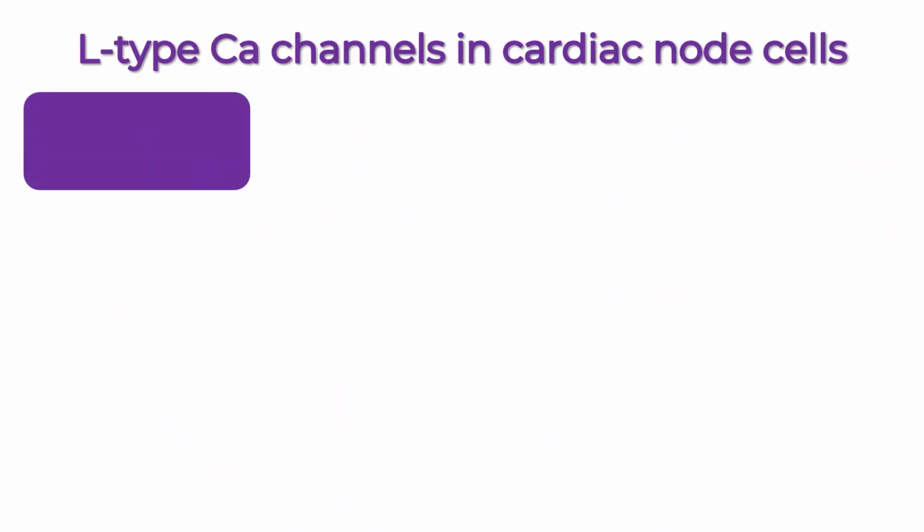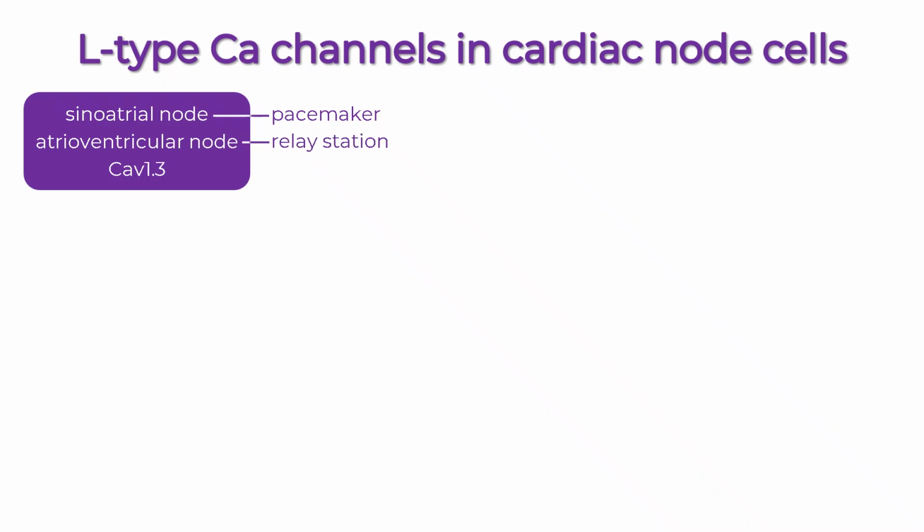Calcium channels play a very different role in action potentials at the sinoatrial and atrioventricular nodes. The L-type channel expressed in these regions contains the Cav 1.3 alpha-1 subunit, which activates at more negative membrane potentials than Cav 1.2. As the heart's pacemaker, sinoatrial node cells generate action potentials spontaneously. The atrioventricular node can take over as a pacemaker if needed, but normally acts as a relay station, controlling the rate of action potential conduction from the atria to the ventricles.